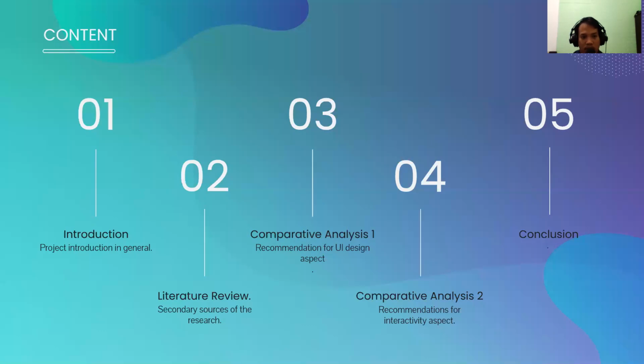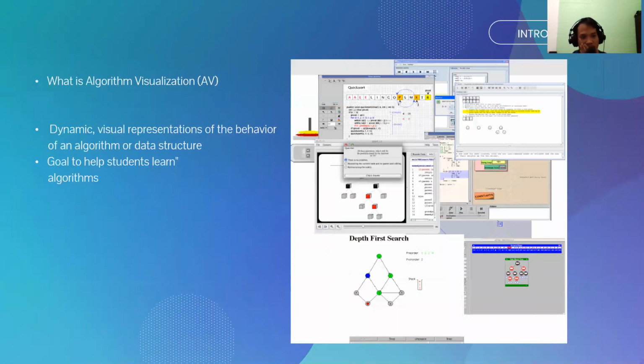So now let's talk about the introductions. As you can see from the title, it's about algorithm visualization. So we have to know first what the definition of algorithm visualization is. The definition is a system which has dynamic visual representation of the behavior of an algorithm or data structure, which the goal is to help students learn algorithms.